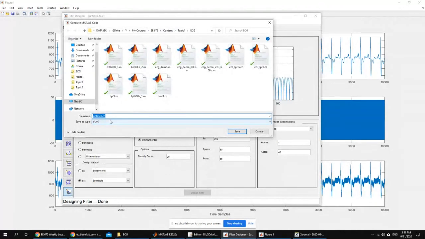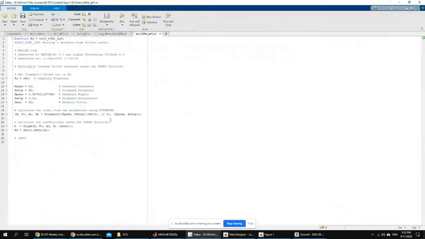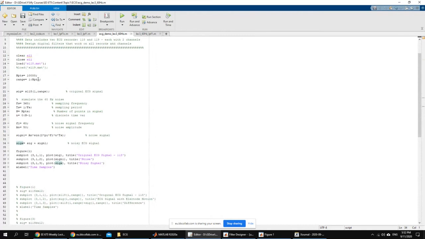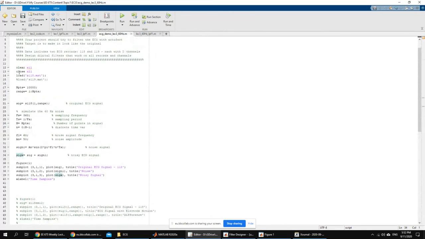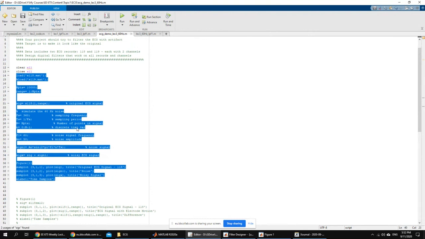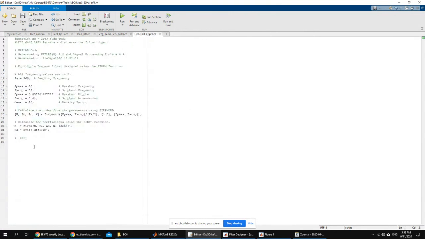Let's call it lecture 3, 60 hertz, low pass filter 1. Okay. I'm going to also do the same thing. I'm just going to comment out the function here and go to the part where I simulated my data, and just take that and copy it here.